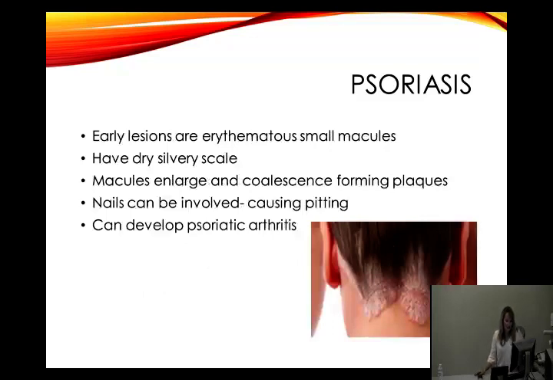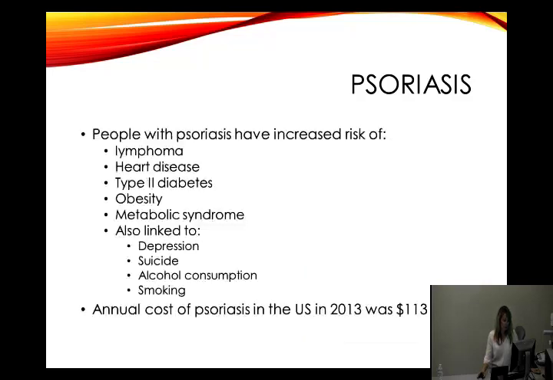So early lesions oftentimes start as an erythematous small macule. They could, if you examine them real close, have a dry silvery scale. These macules will then start to enlarge. They will start to raise, forming papules, and they'll coalesce or join and form plaques. Nails can be involved where they have pitting in the nails, and we already discussed the possibility of psoriatic arthritis. So if someone comes in with psoriasis, make sure you're asking them about joint pain.